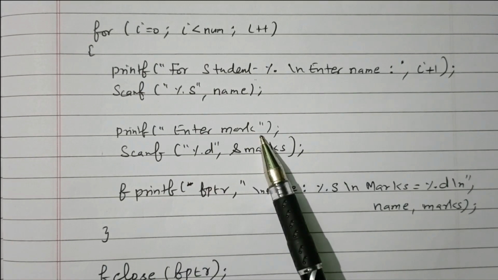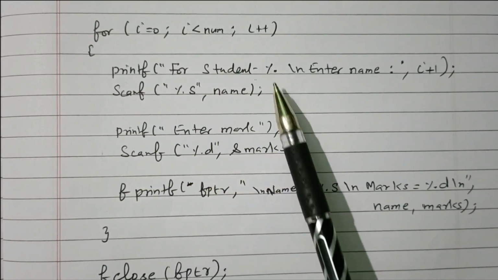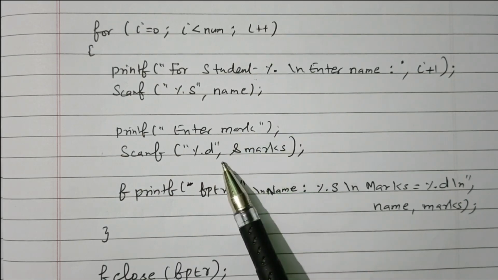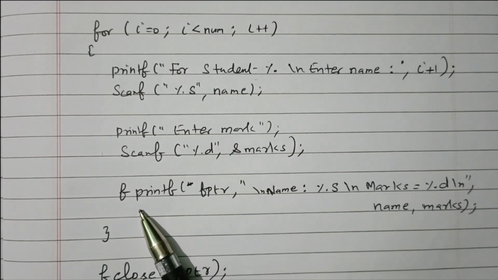Then enter mark. Scanf %d and &mark. So it will read the mark. So the first student's name and mark are read from the user. Now we can write these two data, not print them on the screen. Normally we would print, but here we are going to print the data into a file.